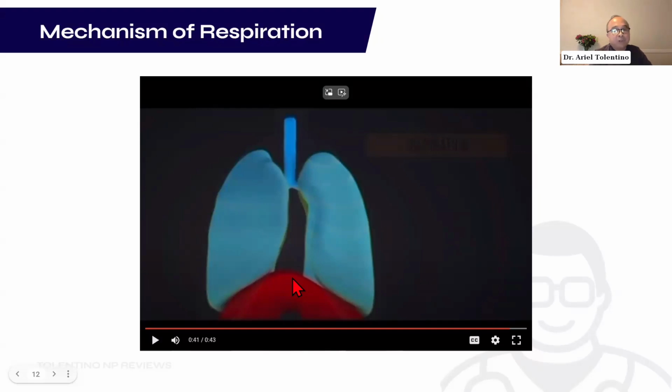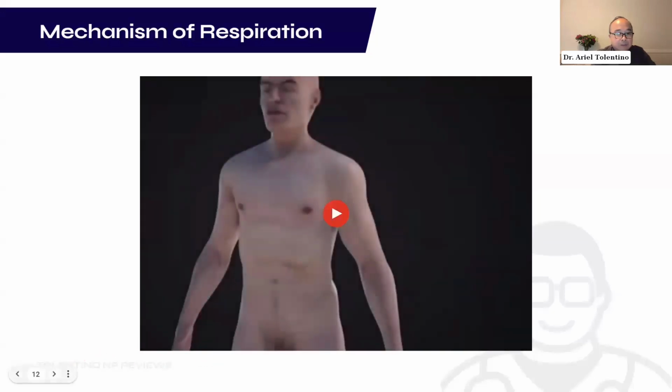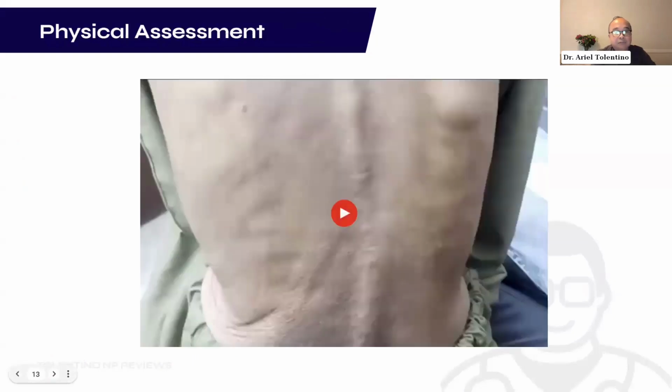So this is very important when evaluating your X-ray findings and also seeing your patients in the clinics, and you will be able to really correlate the clinical manifestations with your mechanisms of respiration. Okay. Let's go to the next slide now. Now we go to patient scenarios.